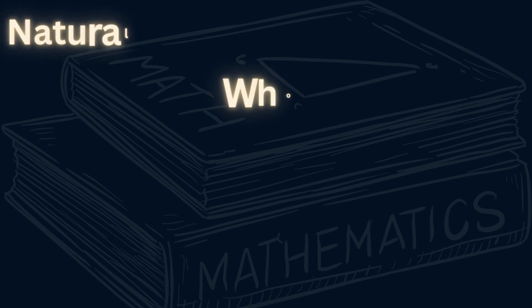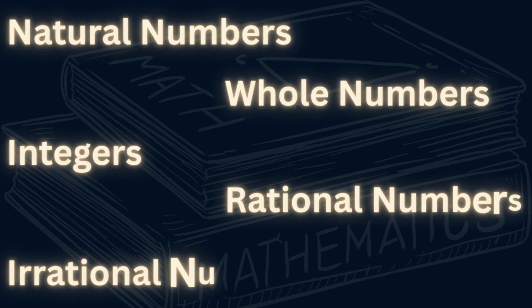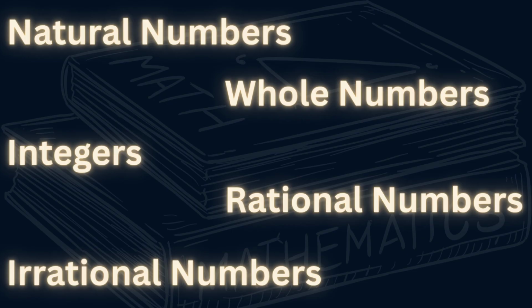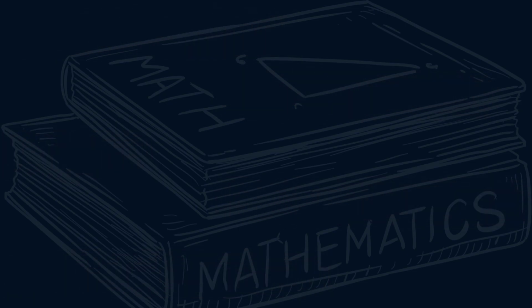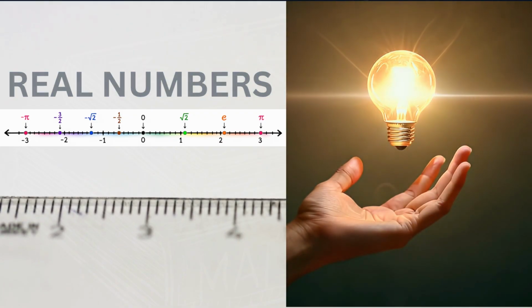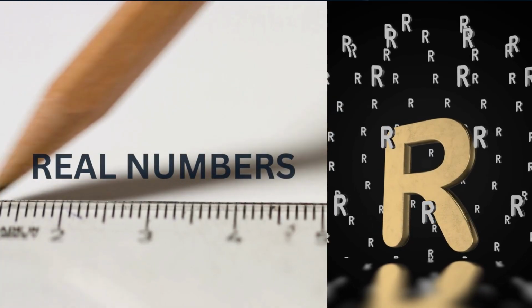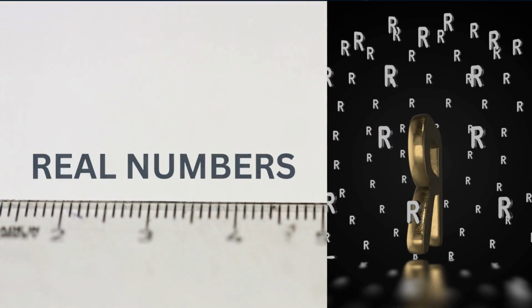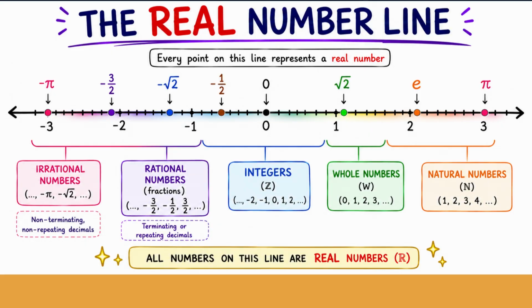Now something elegant happens. If we combine natural numbers, whole numbers, integers, rational numbers, and irrational numbers, we obtain the complete set called real numbers. The symbol for this set is R. Every real number corresponds to a point on the number line, from -infinity to +infinity. The real number system is therefore the complete number system used in most mathematics and engineering problems.